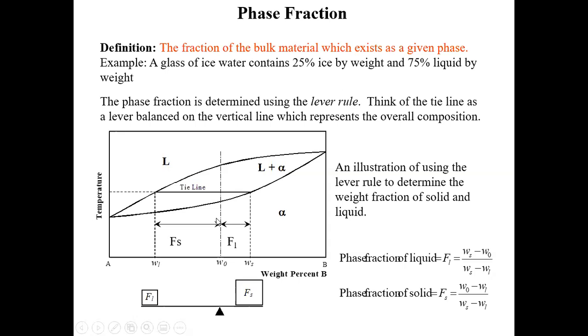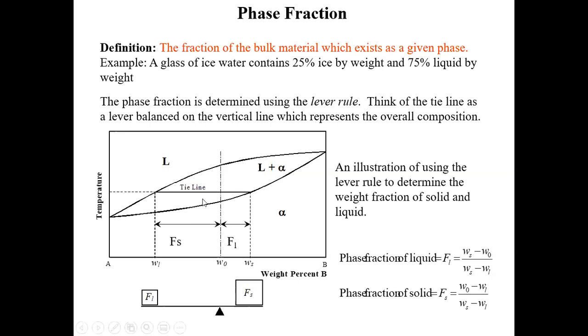Okay, so in order to use this, you need three compositions. You need your initial composition, and you need the compositions of the equilibrium liquid phase and solid phase, right? And these two compositions, the liquid and solid phase compositions, are obtained by constructing the tie line for a given temperature. And this omega naught is given, right? You prepare your system with this initial composition. So knowing these three numbers, we can use the lever rule to estimate the amount of liquid phase and solid phase.